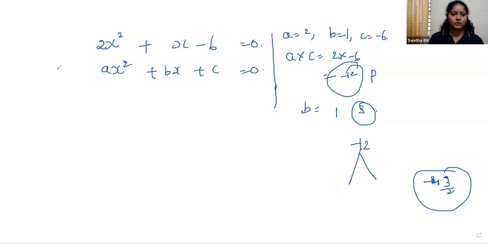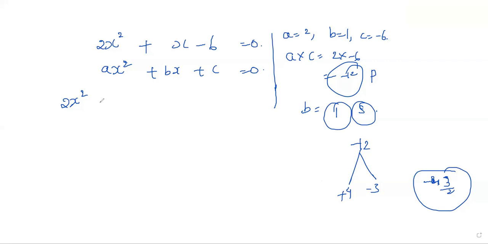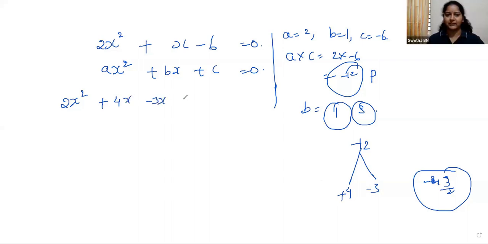Yes, write 2x square. I will write once again. See, which are the two numbers here? 4 threes are 12, right? No, 4 threes are 12. 4 minus 3 is 1, right? No, we had to get 1. But b is positive. So, big number should be positive, smaller number should be negative. No doubt in this, no? Both of you? No, ma'am. Good. Plus 4x. Minus 3x minus 6 is equal to 0.